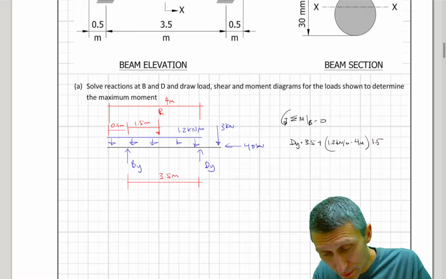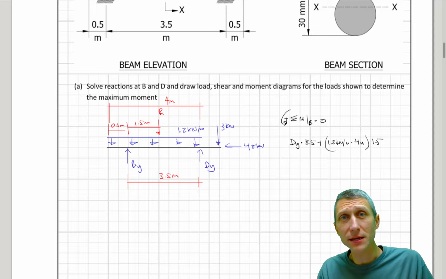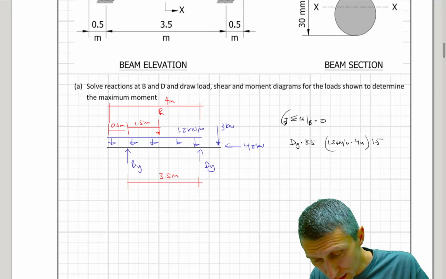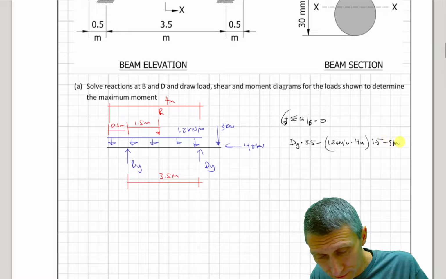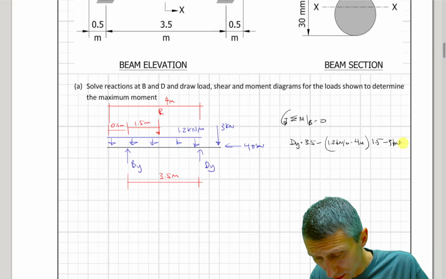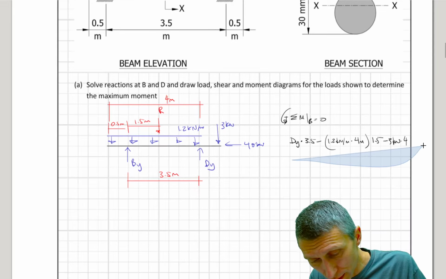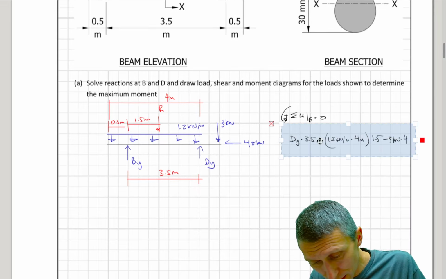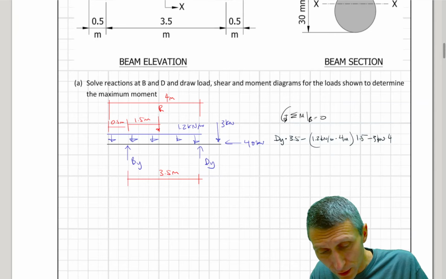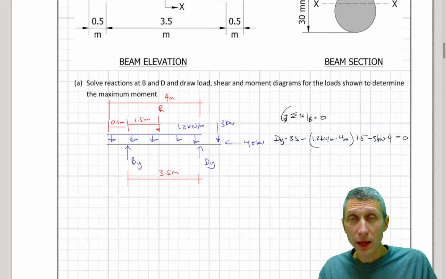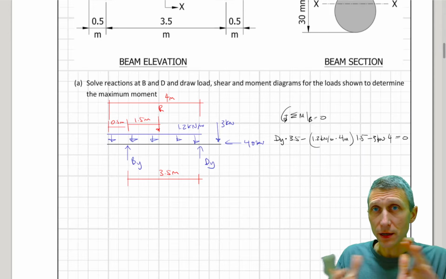Okay, and then lastly here I'm going to subtract, oops, I made a mistake, you see it? I have to subtract this because this is negative, and then I'm going to subtract off 3 kilonewtons times 4 meters. Okay, so times 4. And let me just move all of this over just a hair because it's running off the page here. Okay, I'm going to say that's equal to 0. And this is our moment equation.